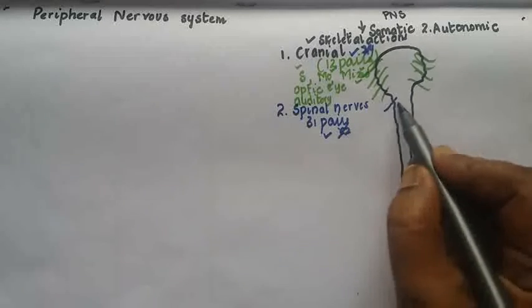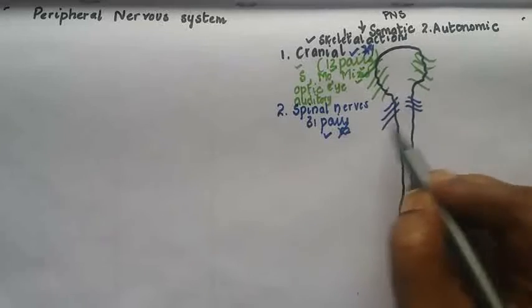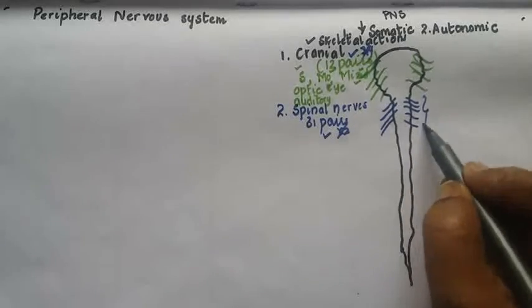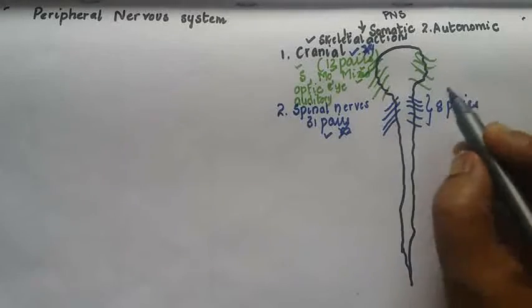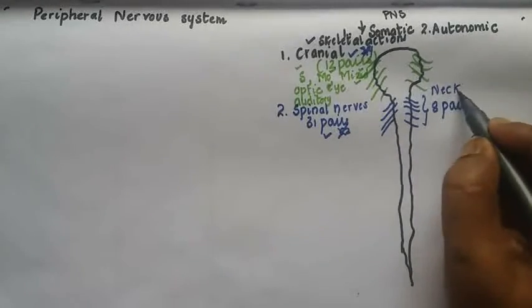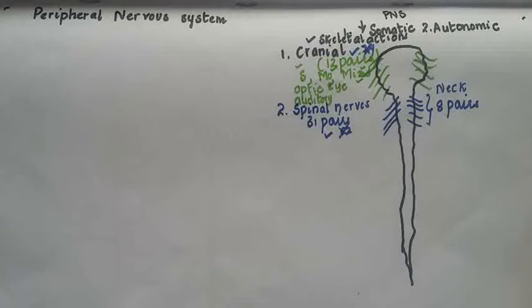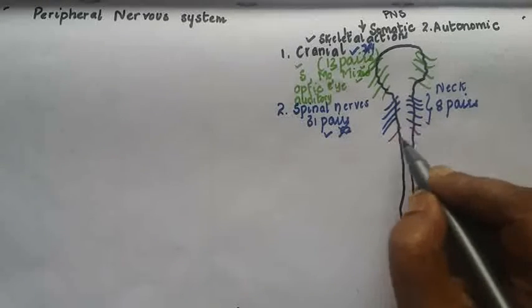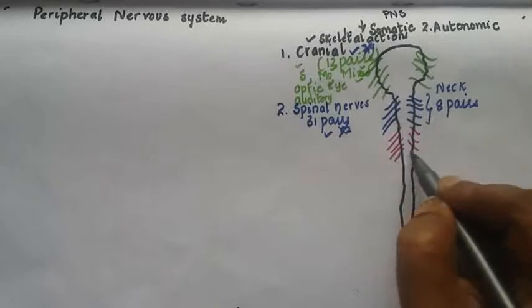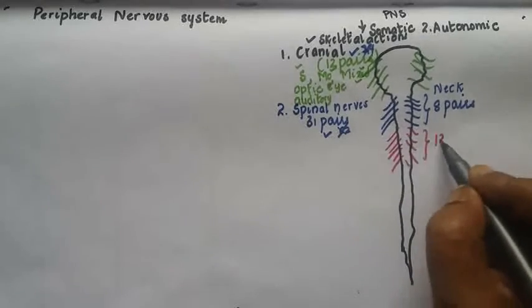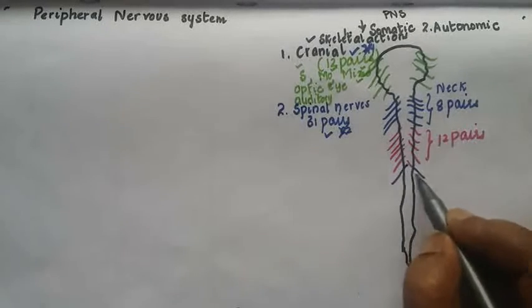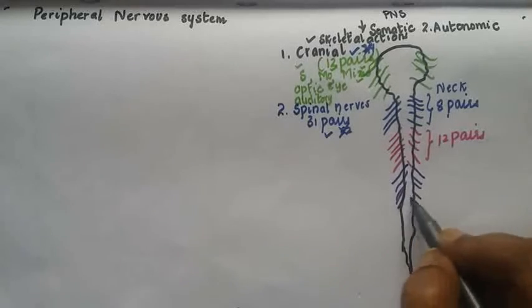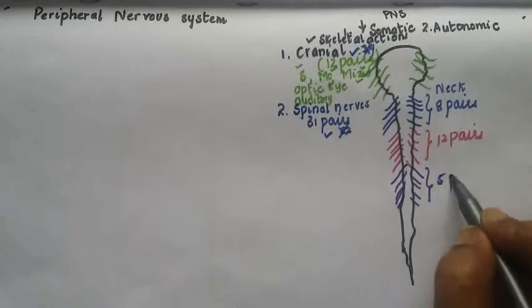From the neck region, we have around 8 pairs of spinal nerves arising. Okay, from the thoracic region, that is from the chest region, we have around 12 pairs of spinal nerves. Okay, then from the lumbar region we have around 5 pairs of spinal nerves.